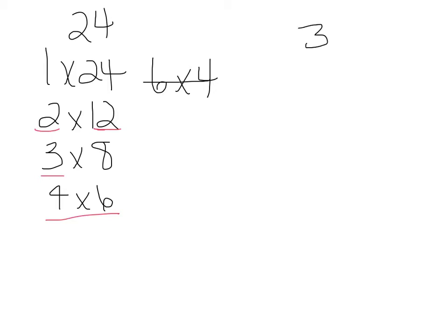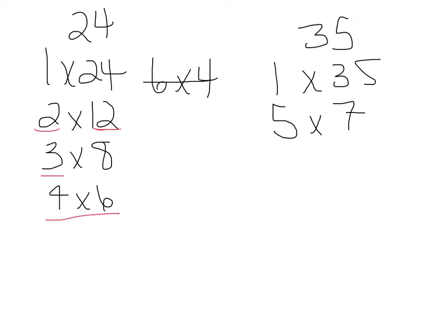How about 35? Again, we always start with 1 and the number. Alright, it's not an even number, so it doesn't work for 2. 3 plus 5 is 8. 8 is not divisible by 3, so it doesn't work for 3. If it doesn't work for 2, it's not going to work for 4. It does end in a 5, so that means it is divisible by 5. So 5 times 7. It doesn't work for 2 or 3, so it's not going to work for 6.